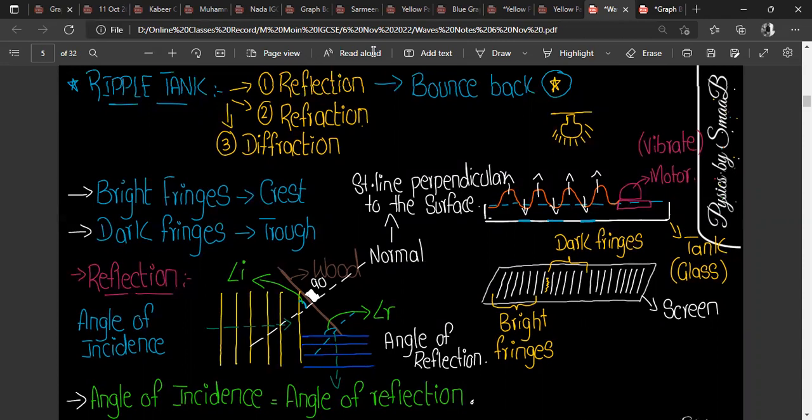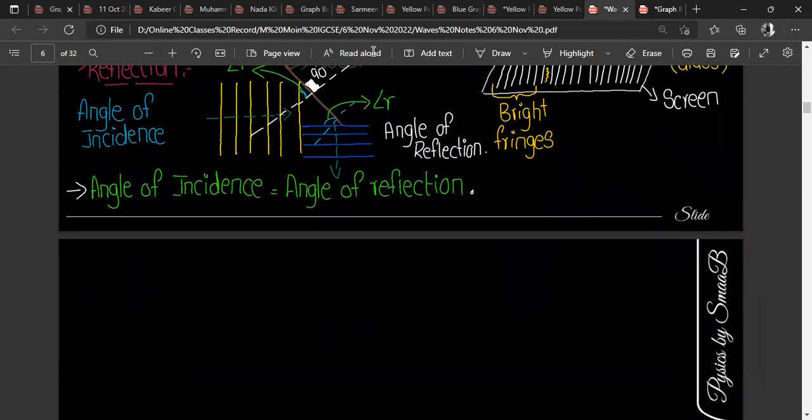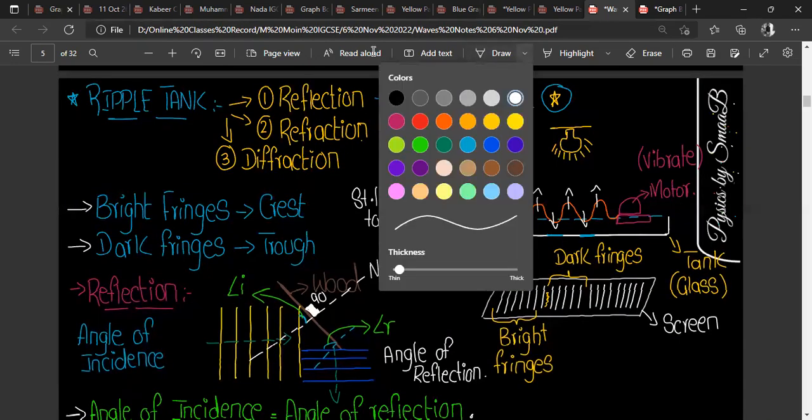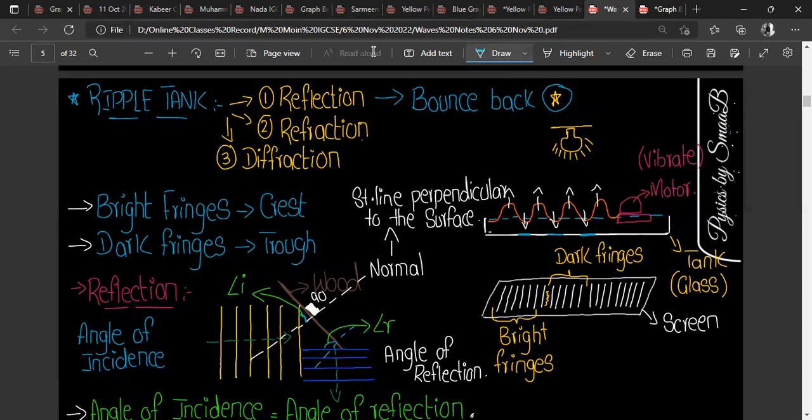Okay. So moving on to the next observation from the ripple tank, which is refraction. Refraction normally means, in simple words, the bending of waves, right? So the bending process is known as refraction.